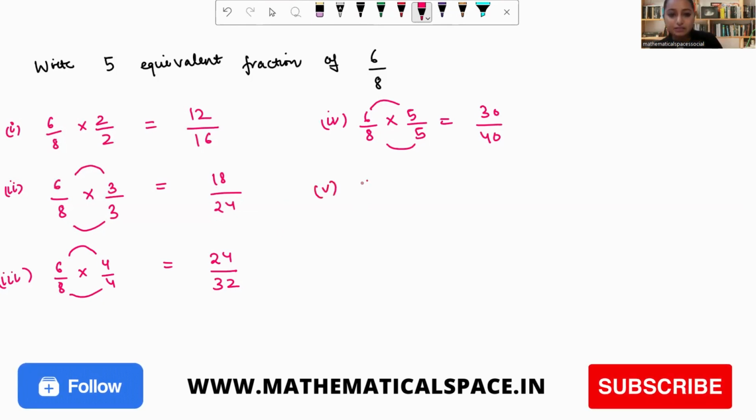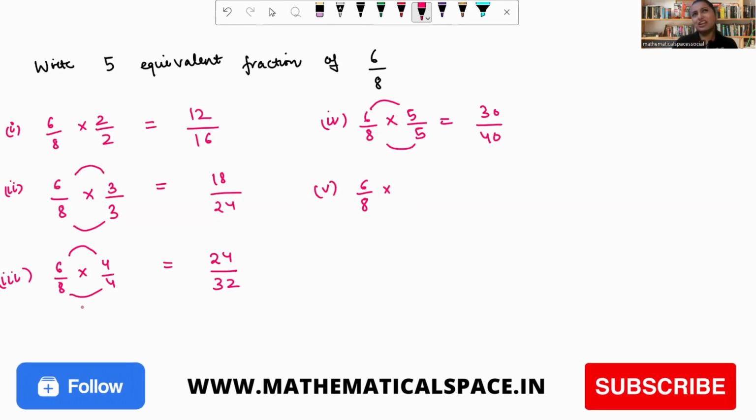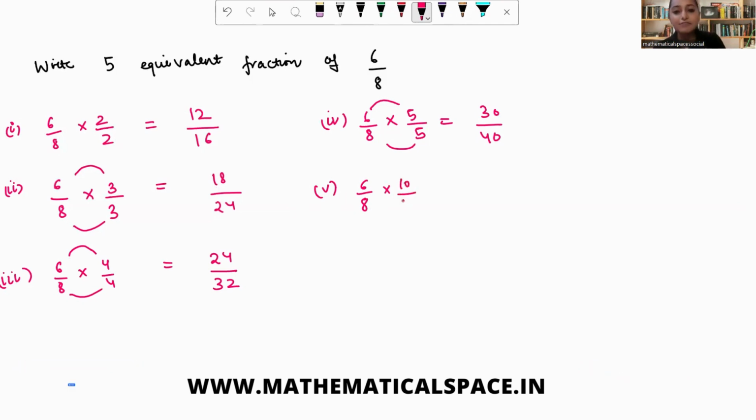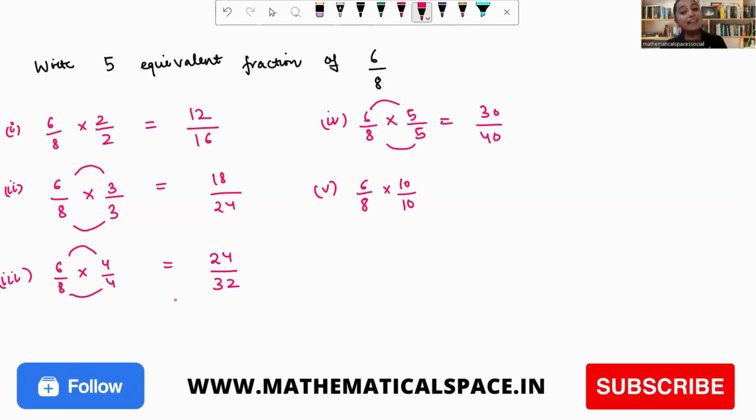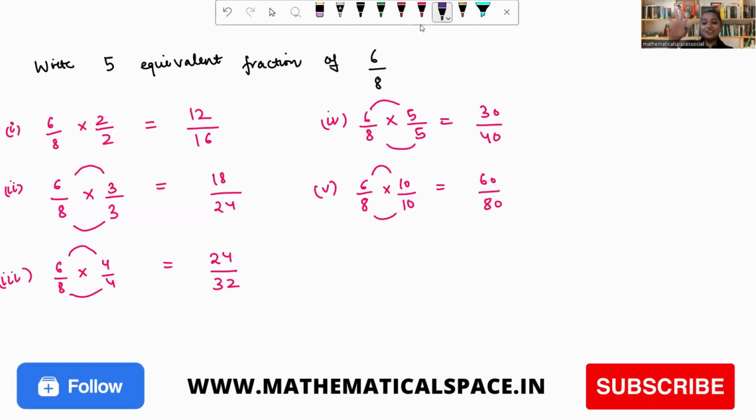Next, 6 by 8. We have to find one more. Let me choose an easy number. Shall I multiply by 6? Oh, let's do one thing. Let me multiply it by 10. So I will multiply the numerator and the denominator with 10. What do I get? 6 times 10 is 60. 8 times 10 is 80. Wow! Finally, we have 5 equivalent fractions.